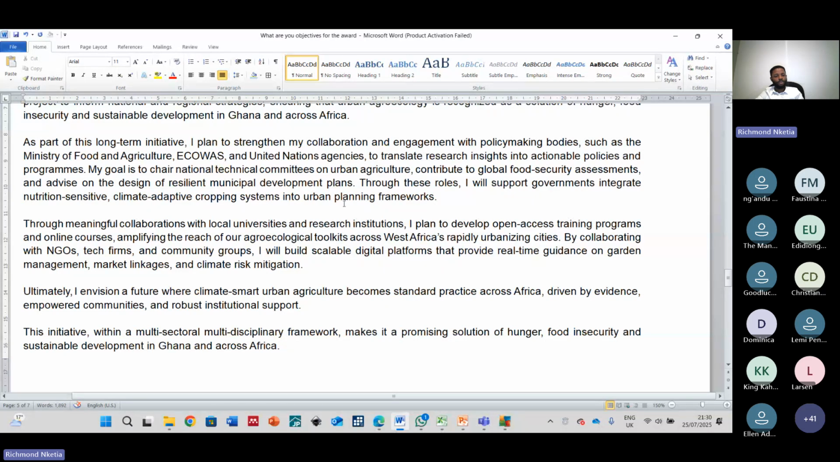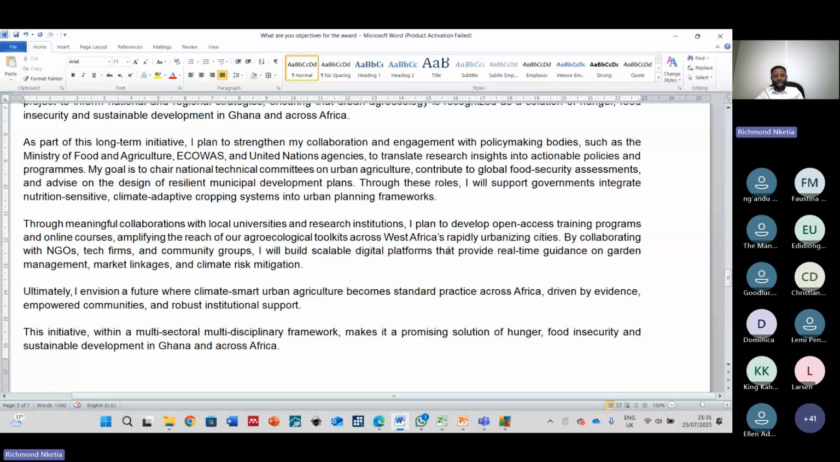frameworks. And through these meaningful collaborations with local universities and research institutions, I plan to develop open access training programs and online courses, amplifying the reach of our agroecological toolkits. So the whole idea is not to just stay in Ghana, but to scale up those best practices across West Africa and the African region, especially those areas that are rapidly urbanizing.